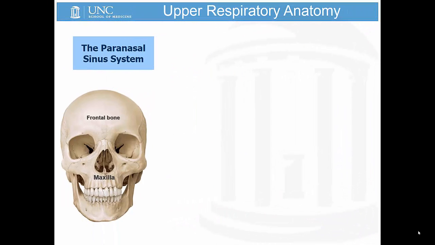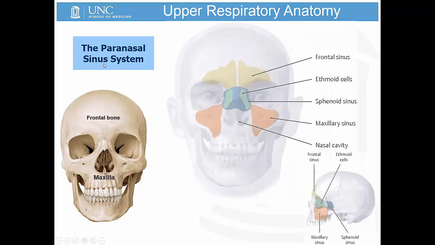In the upper respiratory anatomy demonstration, we'll also consider the paranasal sinus system. Many of the bones in the anterior aspect of the skull are in fact hollow. Areas of the frontal, the maxilla, and the ethmoid, as well as the deeper position sphenoid bone, have hollow areas. These form the paranasal sinuses.